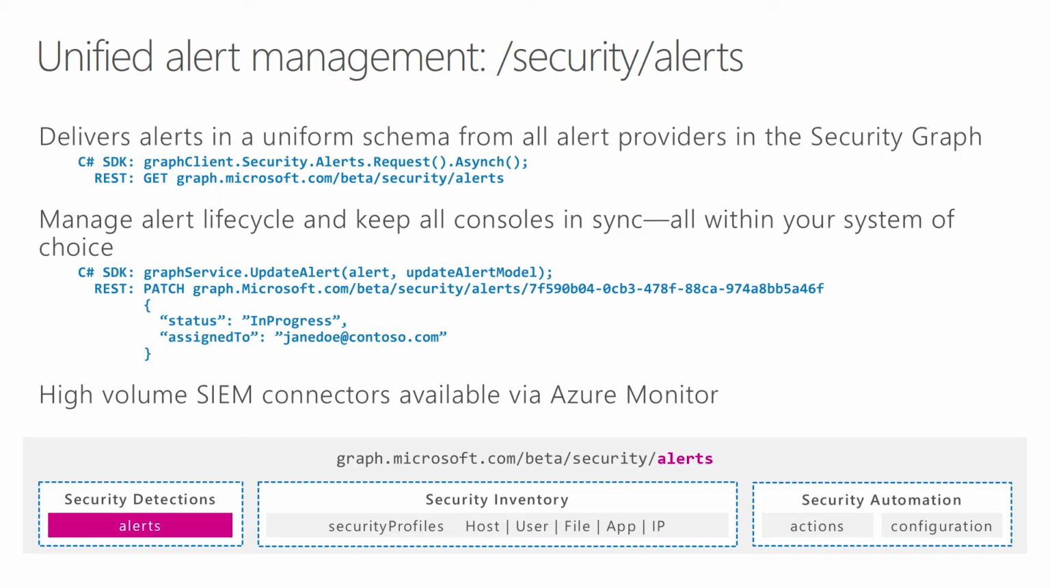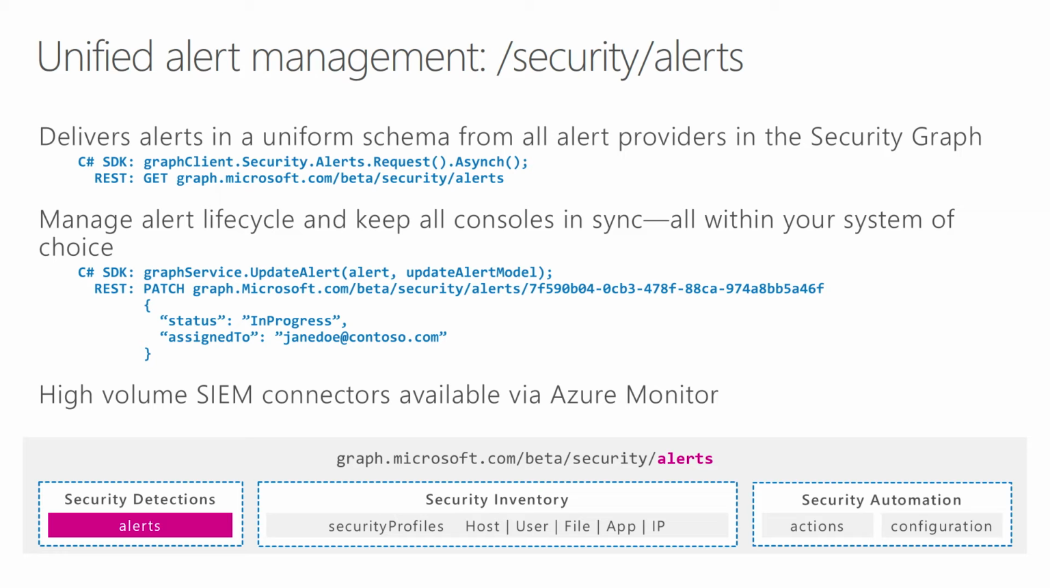I also want to take some time to talk briefly about our SIEM integration through Azure Monitor. The Security API does not ingest raw logs or reason over them like a SIEM. The API works exclusively at the alert level. However, the Security API is part of the consolidated SIEM integration story through Azure Monitor, where there are already connectors for Splunk, QRadar, ArcSight, and Sumo Logic.